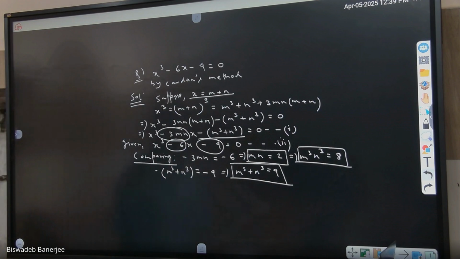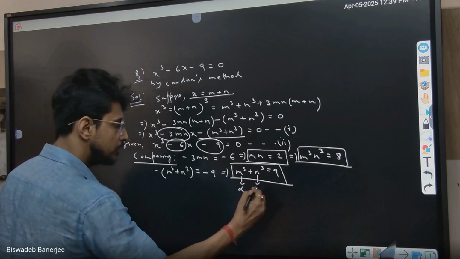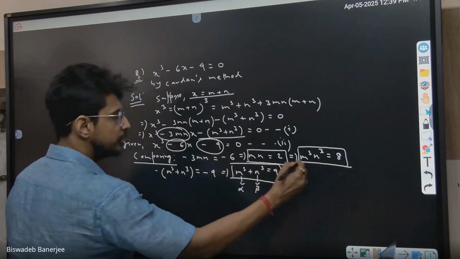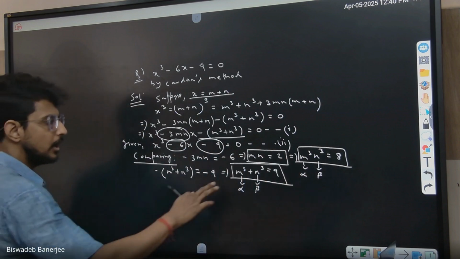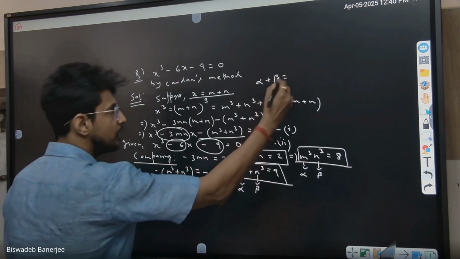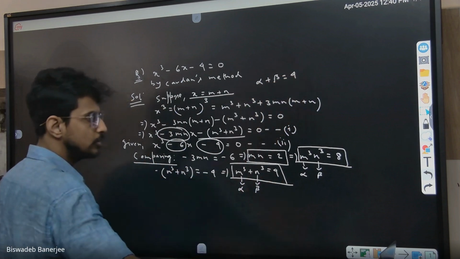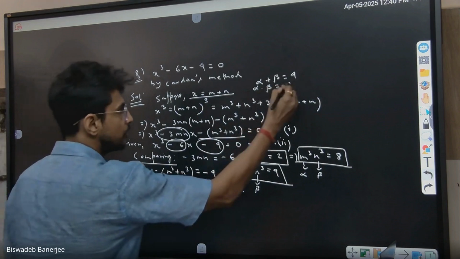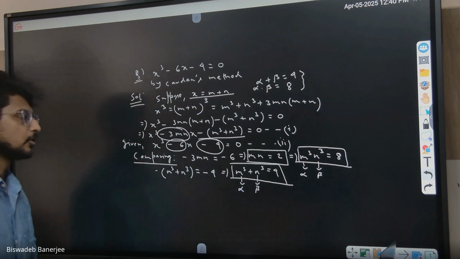Why are we taking cube on both sides? We know this theory. Let us take this one as alpha, this one as beta. This portion is almost similar to my previous question. So there is my alpha, there is my beta. What are we getting? Alpha plus beta is equal to 4. Then alpha into beta is equal to 8.